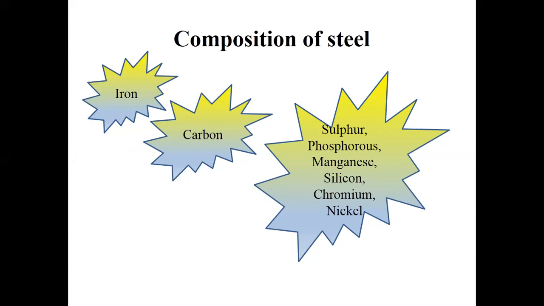Okay, this is the composition of steel. Here you should note, based on this carbon content, steel is classified into three types. One is low carbon steel, second is medium carbon steel, and third is high carbon steel. When the carbon content is between 0.1 to 0.25%, it is known as low carbon steel. When the carbon content is between 0.25 to 0.60%, it is known as medium carbon steel. And when it is between 0.6 to 1.1%, it is known as high carbon steel.